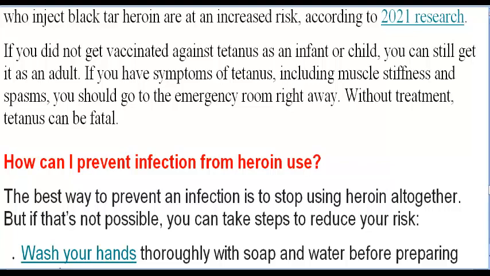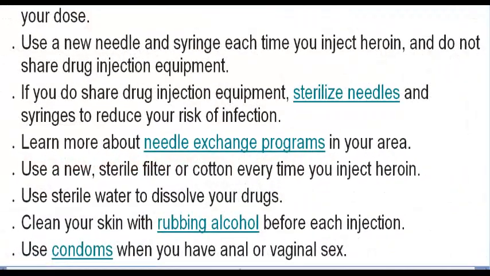How can I prevent infection from heroin use? The best way to prevent an infection is to stop using heroin altogether. But if that's not possible, you can take steps to reduce your risk. Wash your hands thoroughly with soap and water before preparing your dose. Use a new needle and syringe each time you inject heroin, and do not share drug injection equipment. If you do share drug injection equipment, sterilize needles and syringes to reduce your risk of infection. Learn more about needle exchange programs in your area.